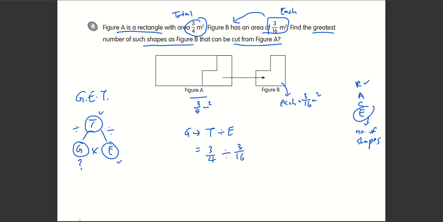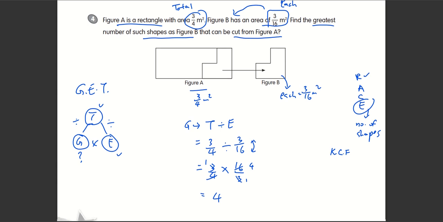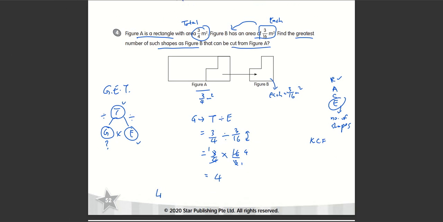And I can keep change flip. So I keep 3/4, change the operation, flip, and I can simplify easily. We have 4 pieces. So four such shapes can be cut from figure A.